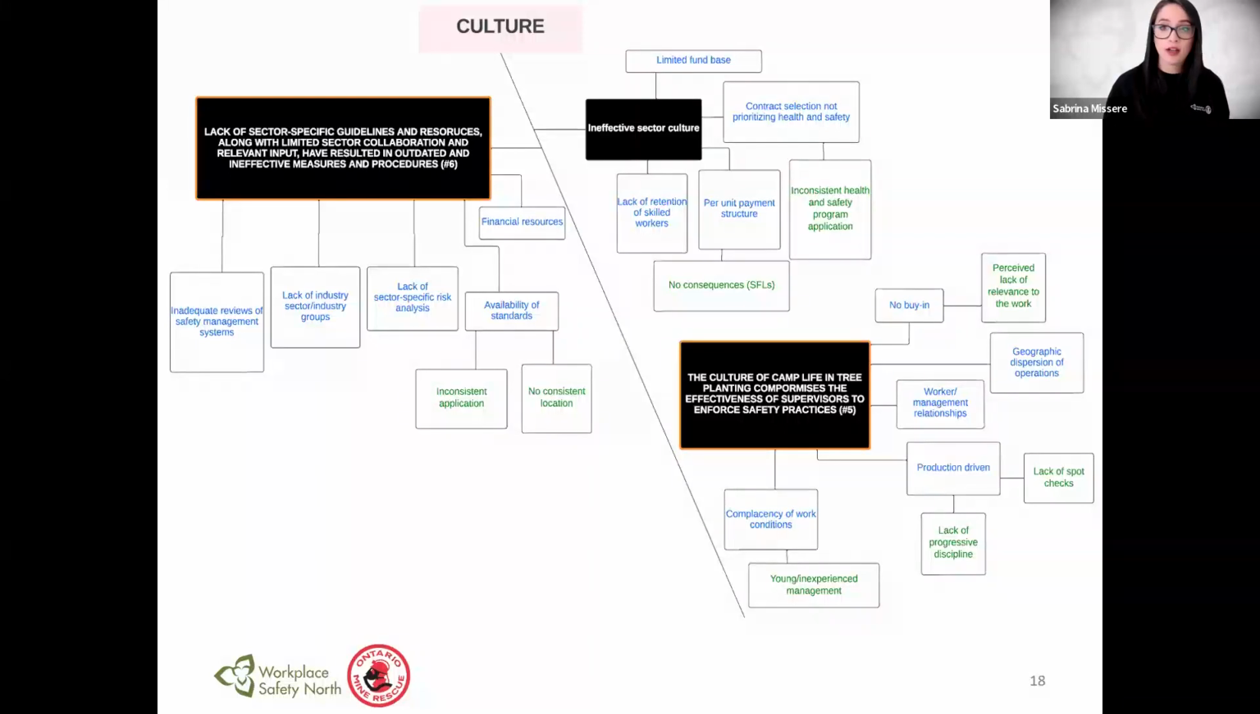Again, what's interesting here is you're going to notice two more primary factors were voted to be in the top 10. So again, those ones outlined in orange, the lack of sector-specific guidelines and resources and lack of collaboration, and then the culture of the camp life in tree planting, compromising the effectiveness of our supervisors, were both voted to be in the top 10. So far, with the three factors we've gone through, people, environment, and culture, we've identified 6 within the top 10.